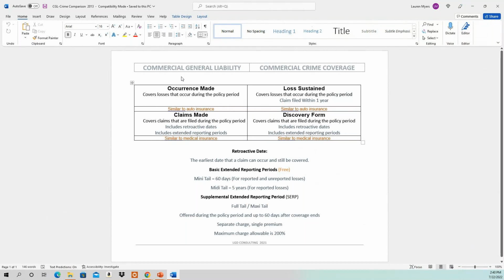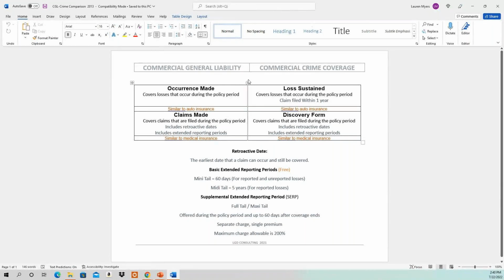So on the left side, we have your commercial general liability coverage. And there are two ways of writing commercial general liability: occurrence made and claims made. On the right side, you have commercial crime coverage, and there are two ways of writing commercial crime coverage: loss sustained and discovery form. So you're going to get a question, and these four are going to be your answers: occurrence made, claims made, loss sustained, and discovery form.